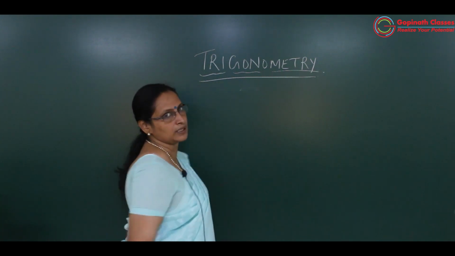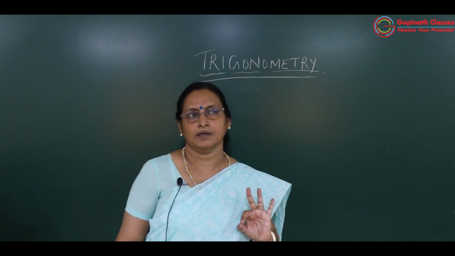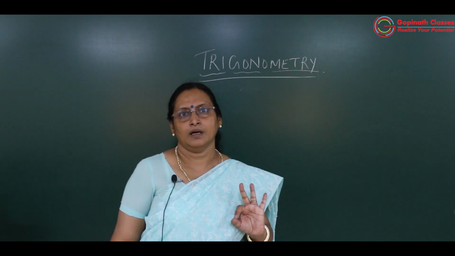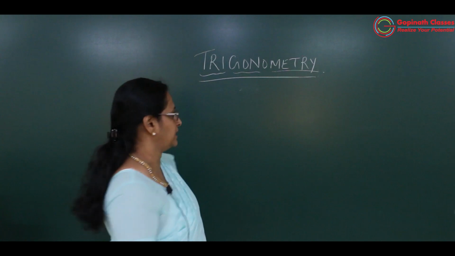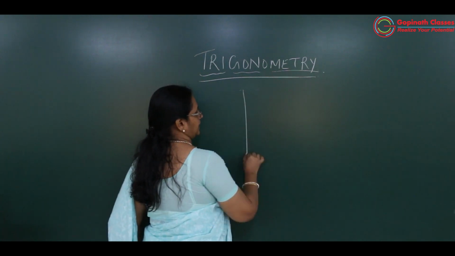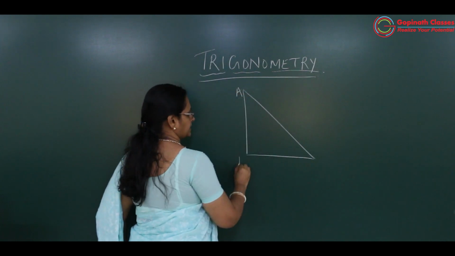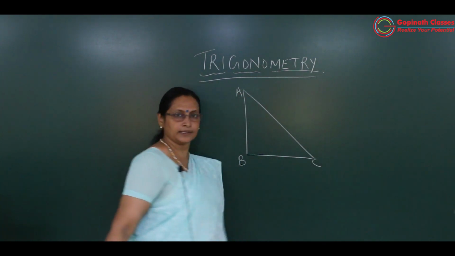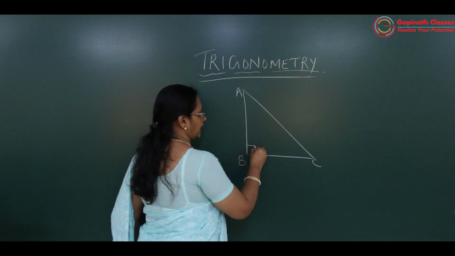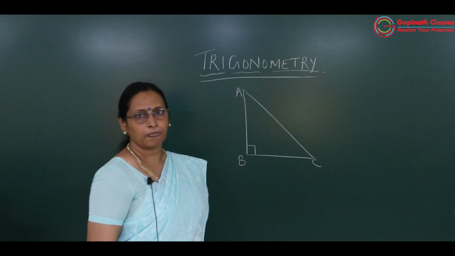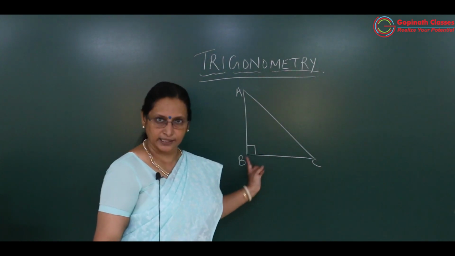Actually, trigonometry means, a triangle has got 3 sides and 3 angles. Particularly, trigonometry deals with the right angle triangle. Suppose we take a right angle triangle, and I am naming it as ABC. All of you know what a right angle triangle is. A right angle triangle is a triangle in which one angle is 90 degrees. You know the sum of the angles of a triangle is 180 degrees.